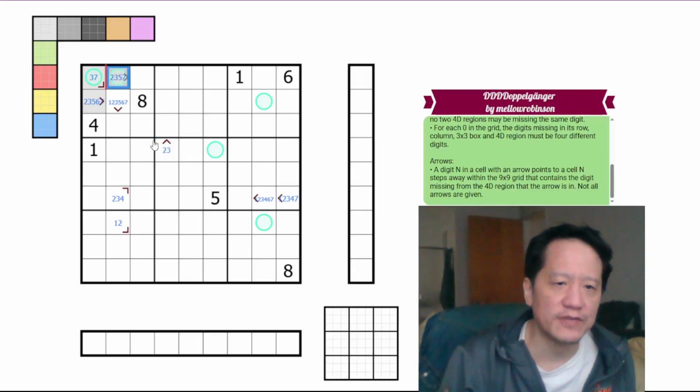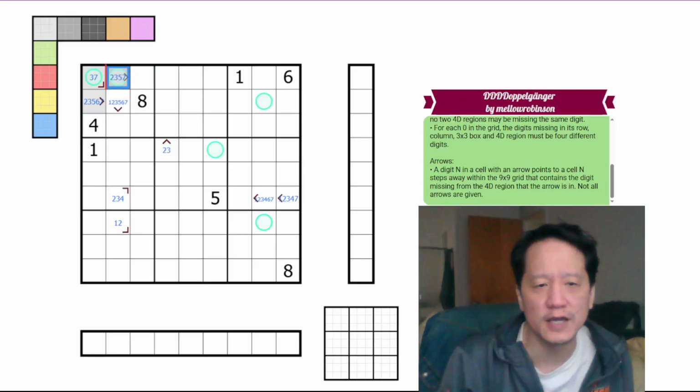This cannot be 7, because if this were 7, it would block the light region from getting out altogether, right? It would have to be all of this is the same region. So this cannot be 7. It's 2, 3, or 5.